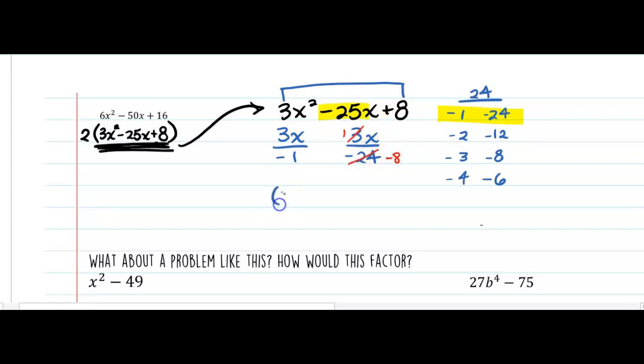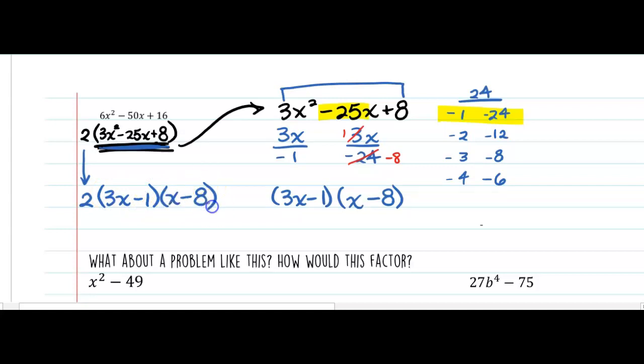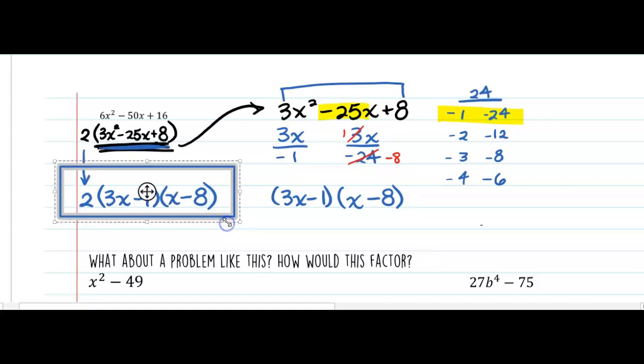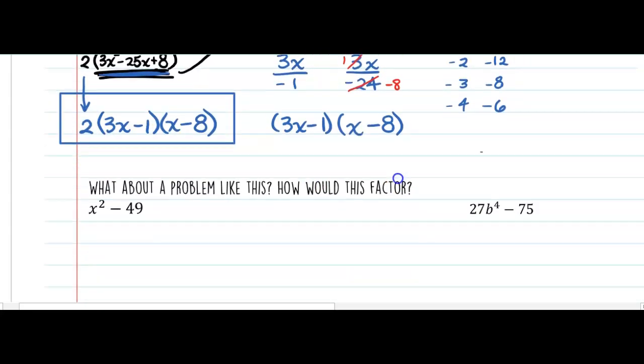So I end up with 3x minus 1, x minus 8. That is what this portion equals. So for my final answer, I drop down the 2, I write 3x minus 1, I write x minus 8. That is my fully factored answer. Don't forget that factor of 2 when it's asking for a complete factorization.